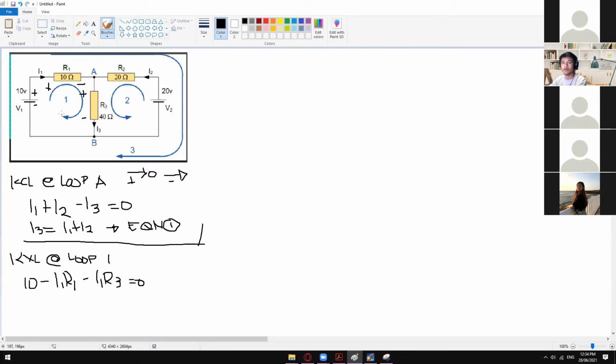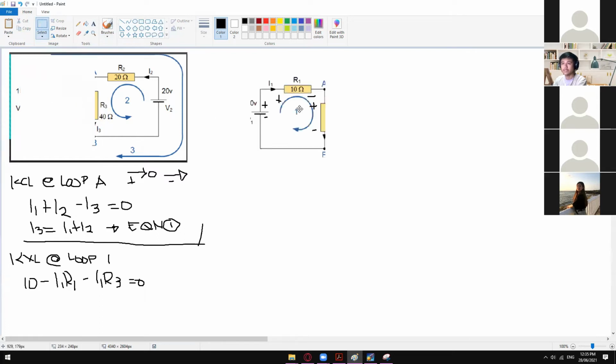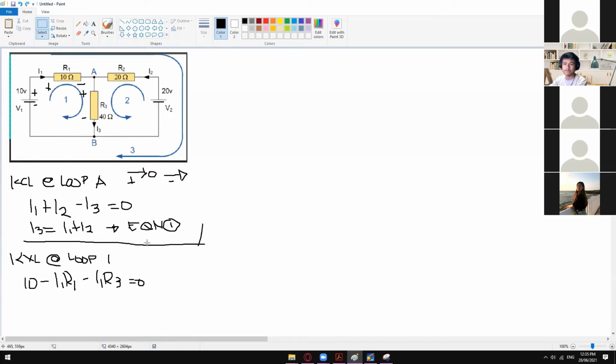When dealing with loops, especially in KVL, we just consider one loop. That's why I separated this one a while ago on the other side. So you can just focus on the left side, instead of looking at both loops, since you're dealing only with loop one. And then in here, you can now substitute the given values. We don't know the value of I1, so just leave it as I1. R1 is 10, minus I1, and then R3 is 40, equal to zero. So this is now your final equation number two, since we cannot do any simplification with this one anymore.